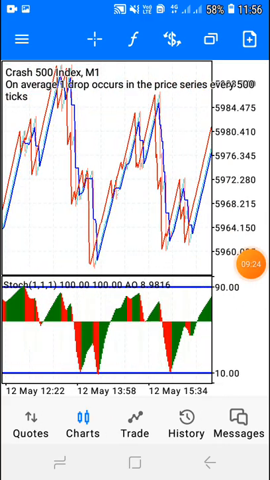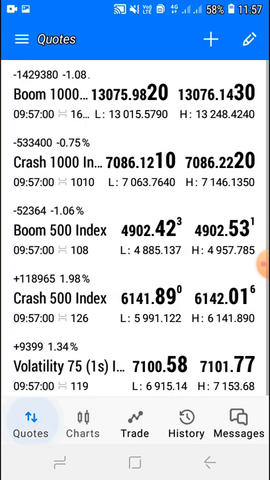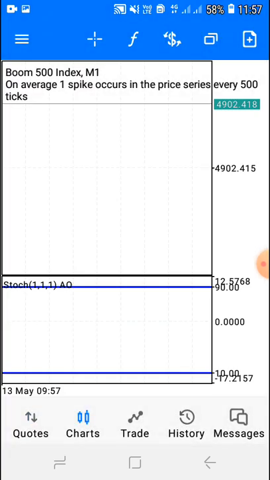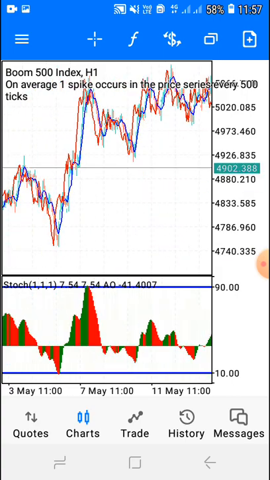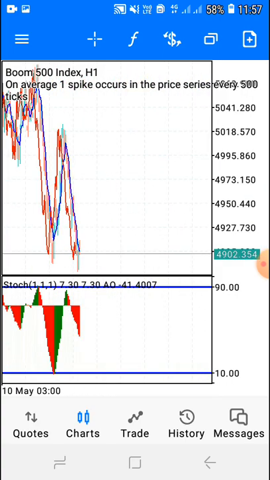But please make sure that crash 500 and boom 500 moves in opposite direction. Okay. If boom 500 moves in a downtrend, you're going to take an entry. If crash 1000 moves in an uptrend, you're going to take an entry. Okay. So this is how you use the strategy. It's very, very easy.